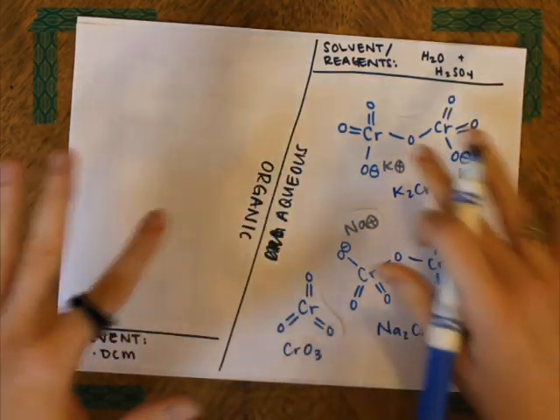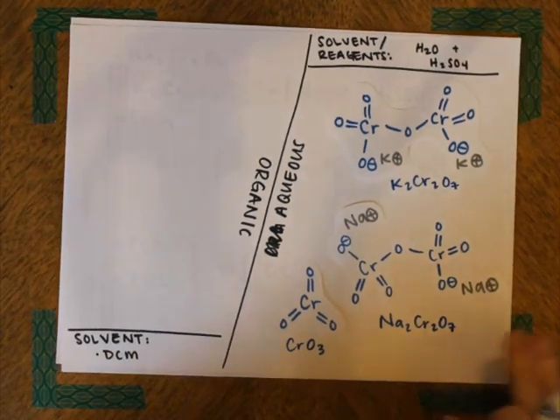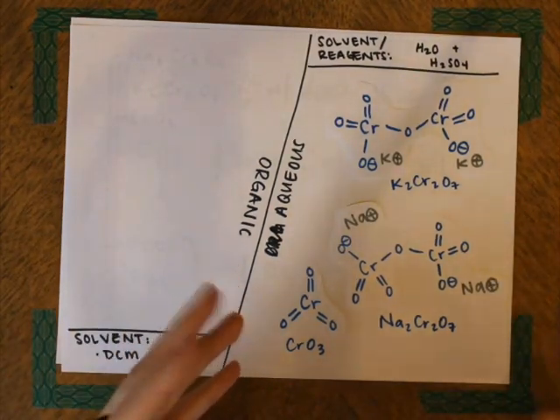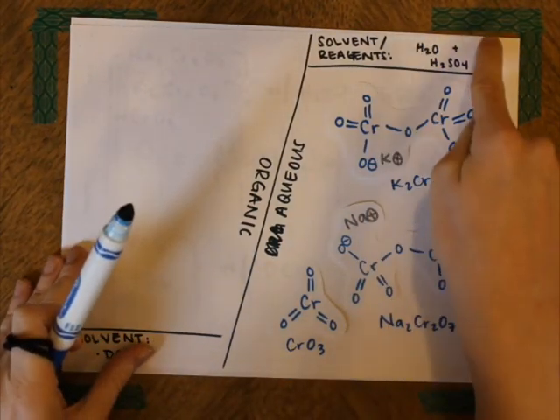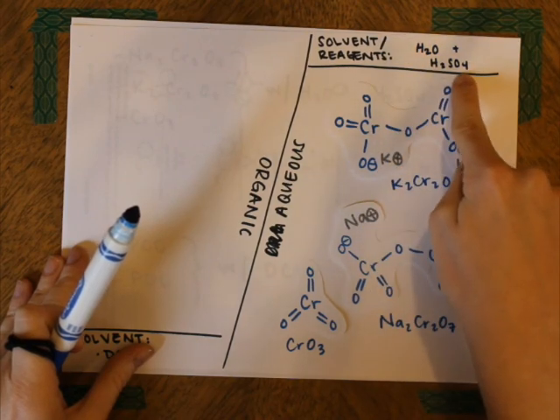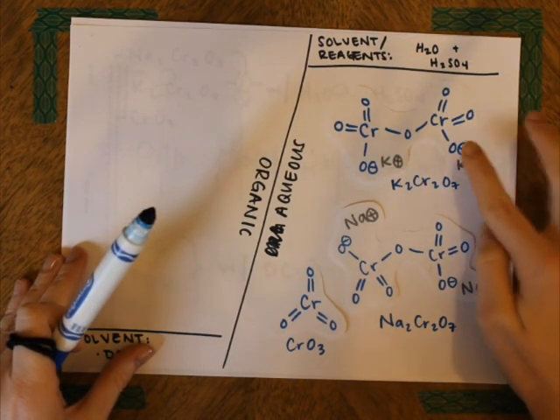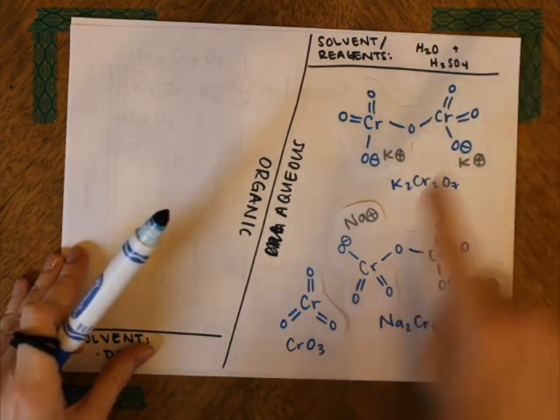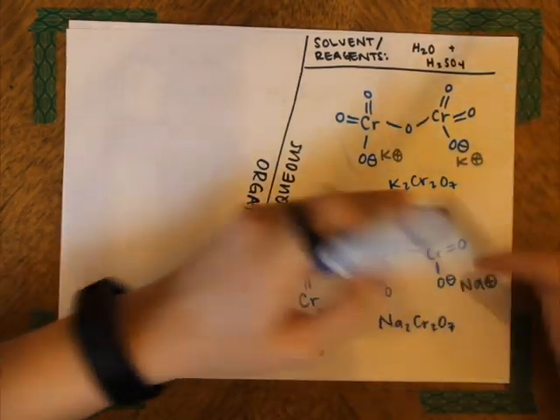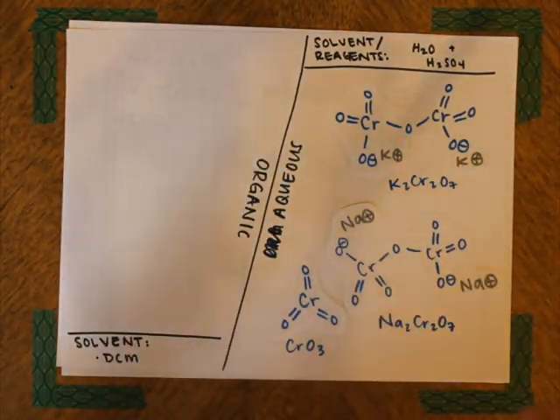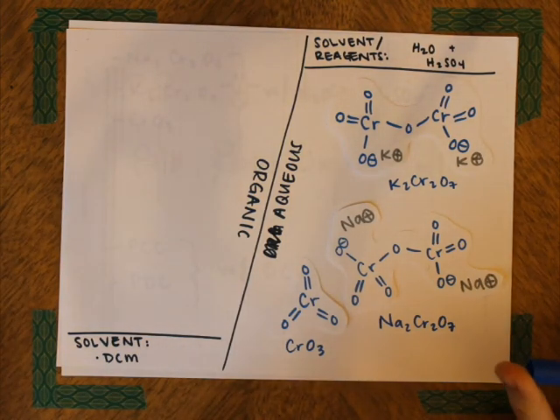These three make up what we call the Jones reagents. The Jones reagents react in a solution with water and some acid, generally sulfuric acid. We mix either this with those two, or this with those two, or this with those two, and these go to make chromic acid. We'll see what that looks like later on.